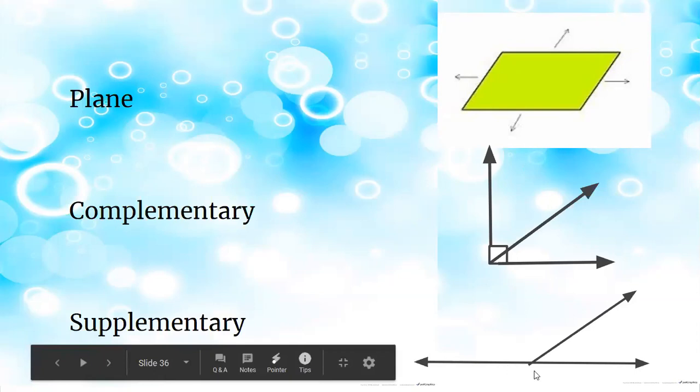Next, we got supplementary. So right here, this whole straight line is a 180-degree angle. If you ever see a legit straight line like this, it means that the angle of this line is 180 degrees. And then this line that goes out of it creates two angles that add up to 180.